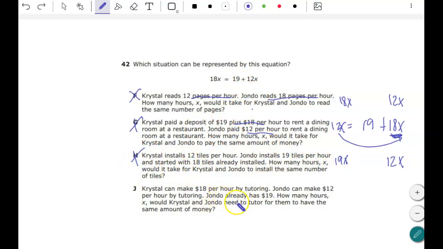Let's hope it's J. Crystal can make $18 per hour babysitting or tutoring. That's 18x. John Doe can make 12 per hour by tutoring. John Doe already has 19, so that's where that 19 is. He has the 19 plus then he can make 12 per hour. So yes, it is J.